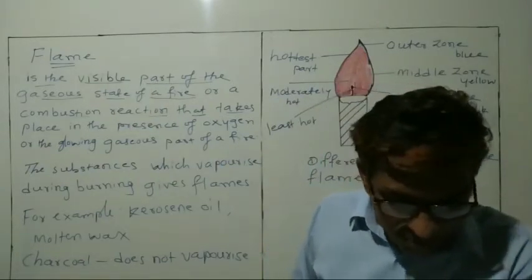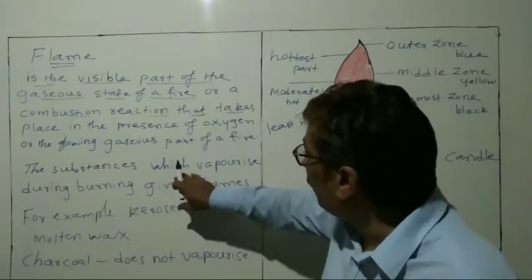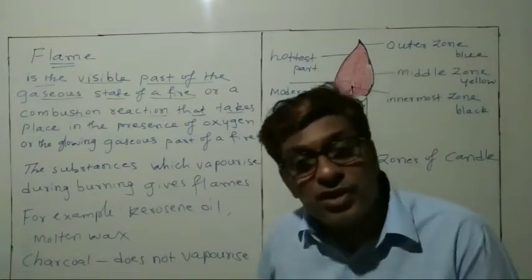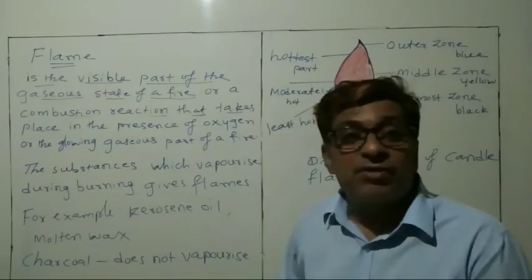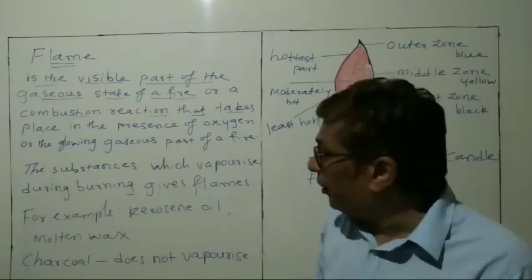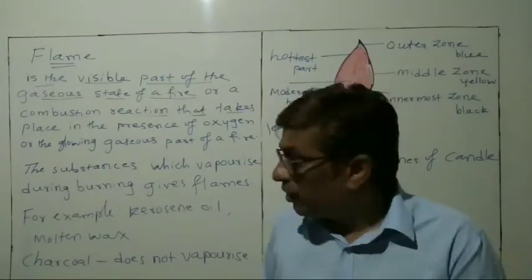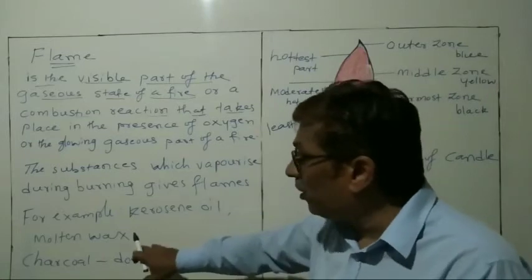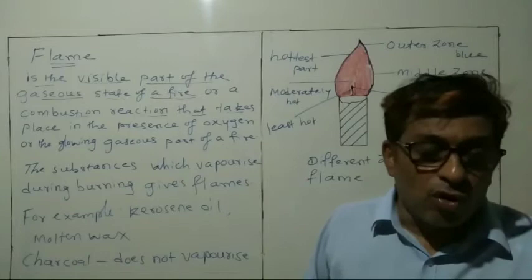Okay, dear students, here we will discuss that substances which vaporize during burning give flame. Vaporize means going into the vapor state. For example, kerosene oil and molten wax. These are all examples of flame.